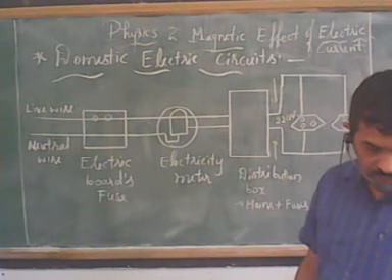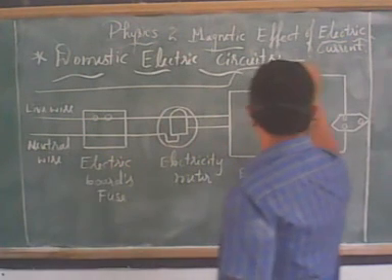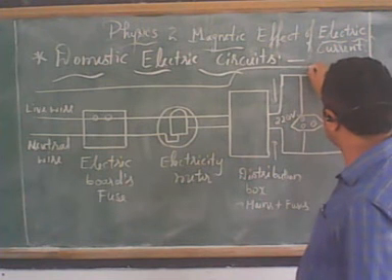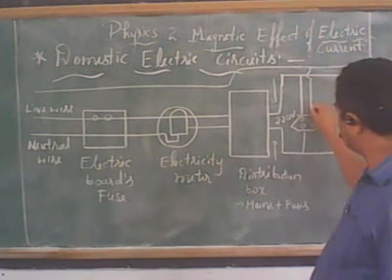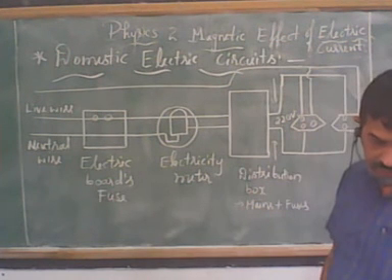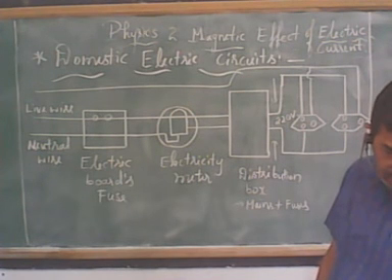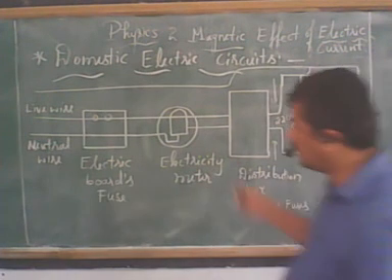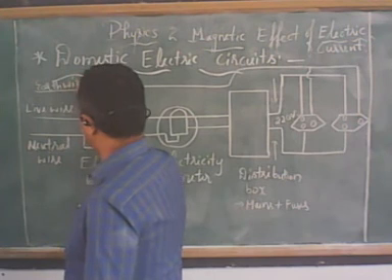Now the earth wire is moving like this. Here the earth wire is moving and connected here. So like this we have a live wire and a neutral wire. One thing to understand: this is called the earth wire, the third one.